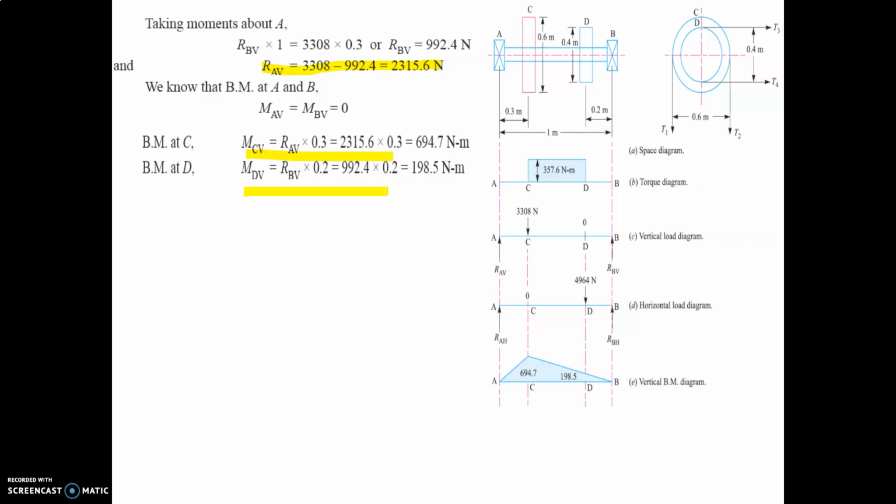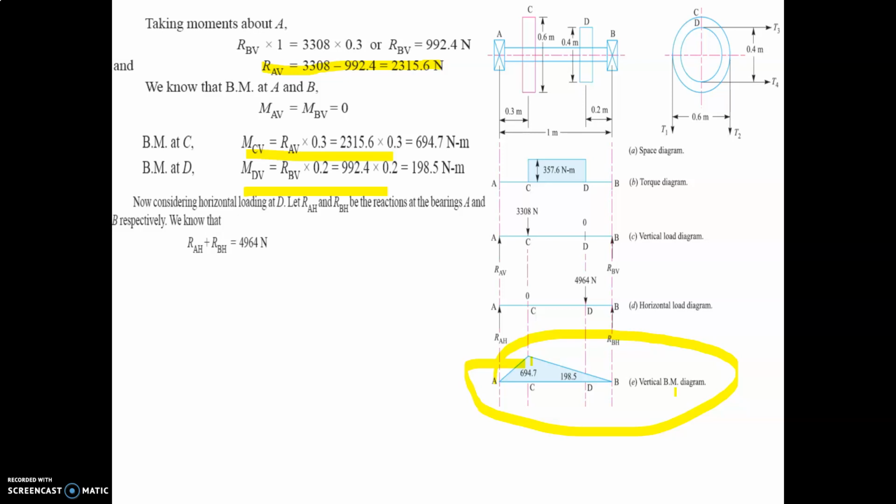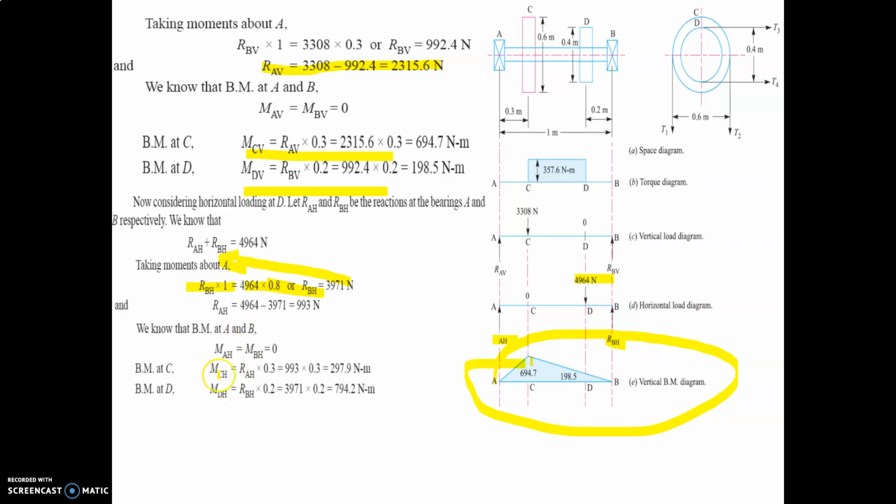Now apply the same principle to the horizontal load diagram. First we will prepare the load diagram here. Same principle: RAH plus RBH is equal to this much load. Then, taking moment at point A, RBH into 1 and 4964 into 0.8, then putting the value of RBH in this equation, you are going to get this. Now the bending moment at A and B is 0, so we find the bending moments at CH and DH, which we get here.